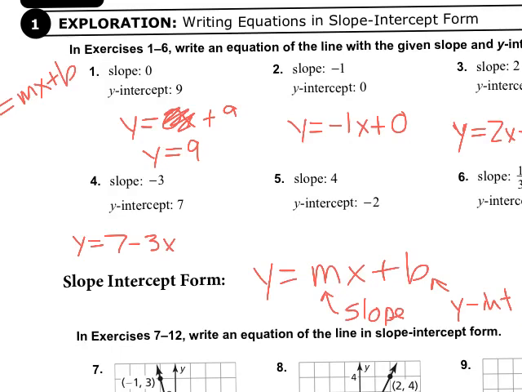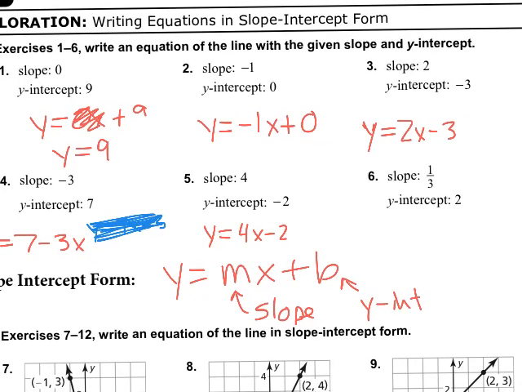It would be incorrect, so don't write this down, but it would be incorrect if I did y equals 7x minus 3. Do you see how those two things are different? If I flip-flop the y-intercept and put it next to x, then it is incorrect. But if I just flip-flop the pieces, it's not necessarily incorrect. All right, number 5, we have y equals 4x minus 2. And last but not least, number 6, we have y equals 1/3 x plus 2.